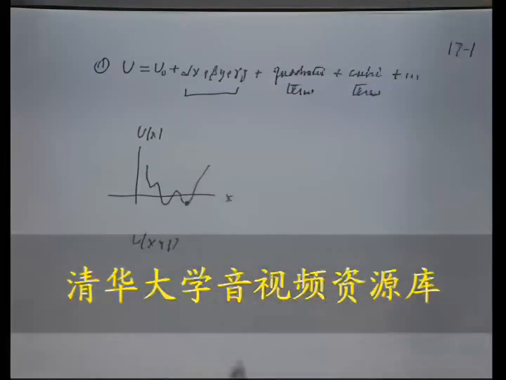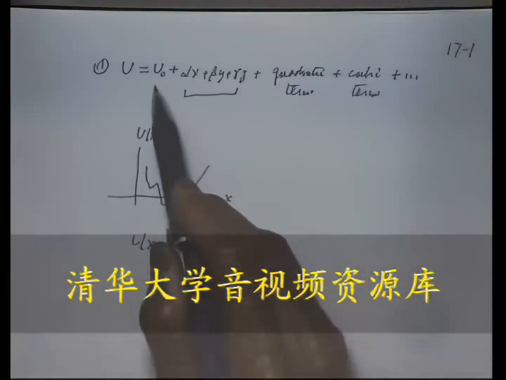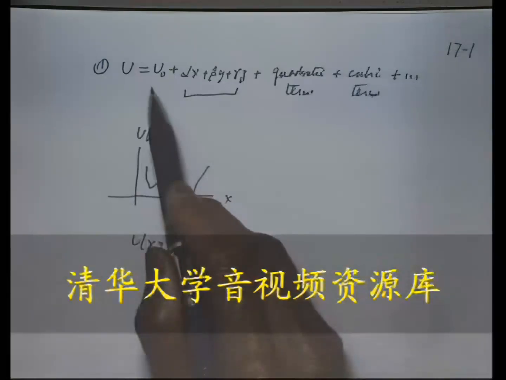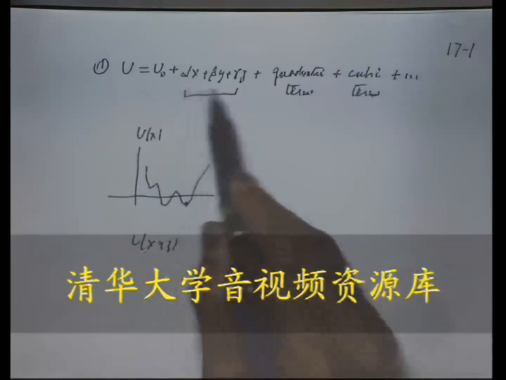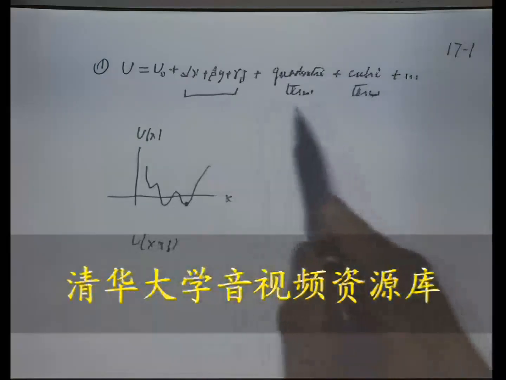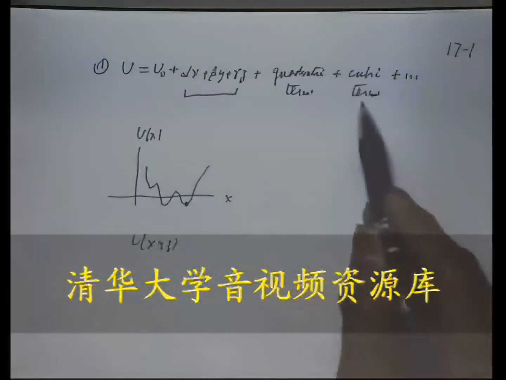So suppose there are three variables, x, y, z. Then we expand U as U0. That's the U, the potential energy at the point of equilibrium. Then we have the first order term, alpha x plus beta y plus gamma z. Then we have second order terms. We have cubic terms.